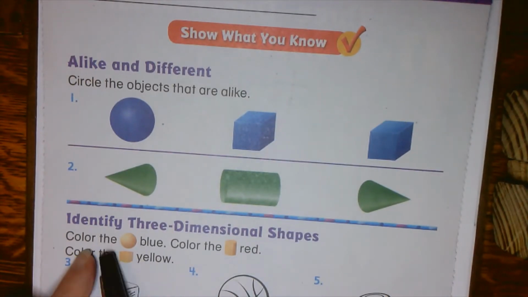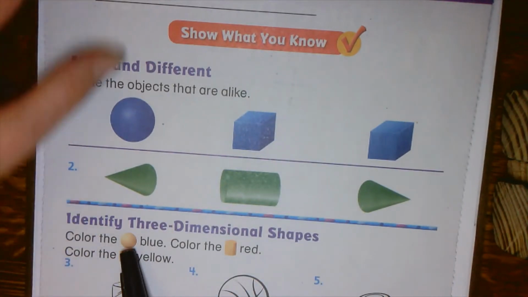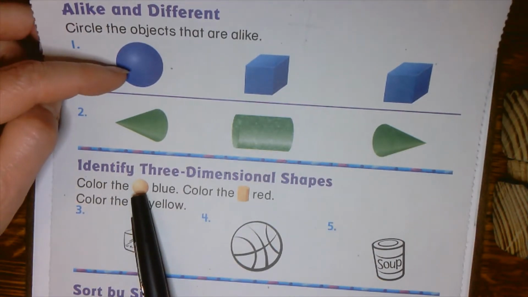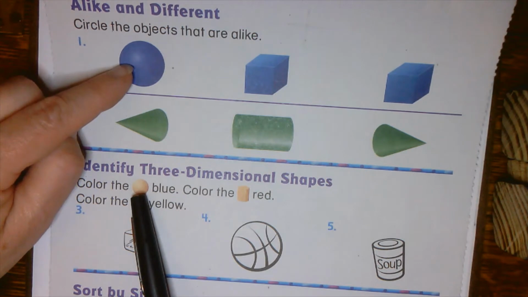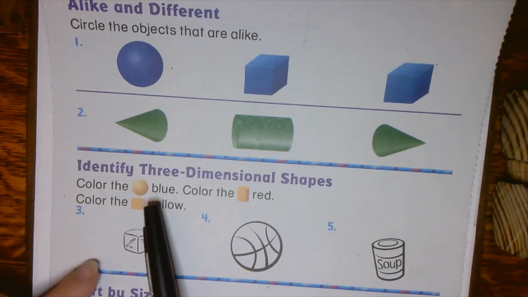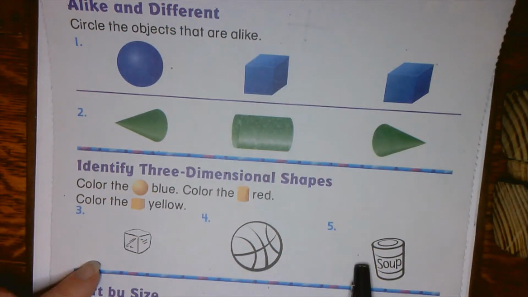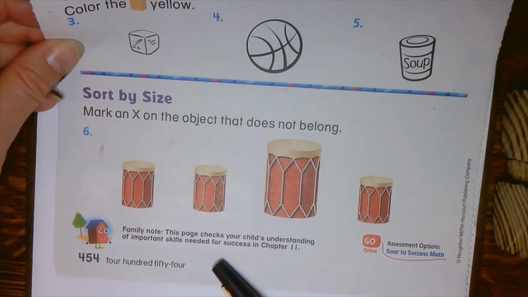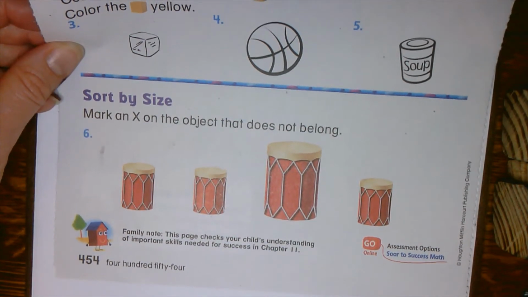Identify three-dimensional shapes. Color the, now this is not a circle. Do you see how there's light shining on it, kind of like here? That's to show you this is not a two-dimensional flat circle. This is a three-dimensional sphere, is the word for it. So color the sphere blue, color the cube, oh, that's a cylinder. Color the cylinder red. Which one of these is the cylinder? Color it red. Color the cube yellow. Mark an X on the object that does not belong. That's not too hard to do, is it?